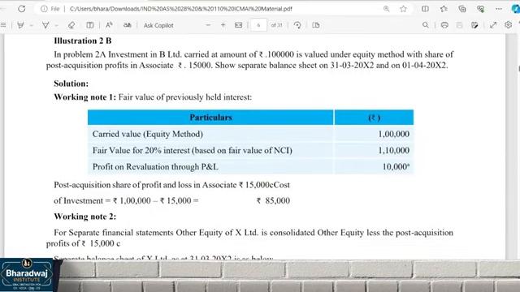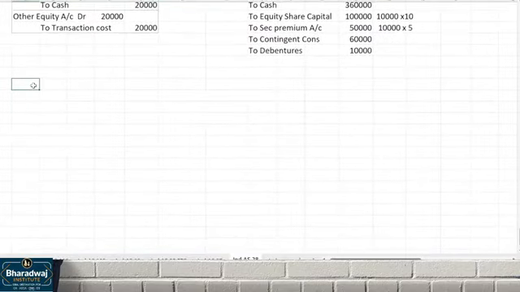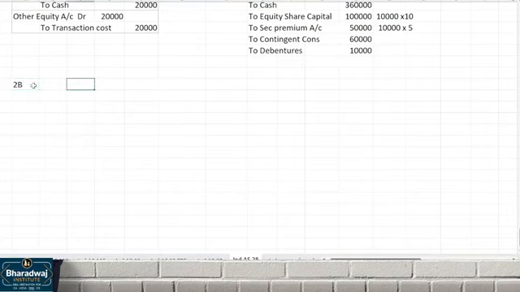In problem number 2A, investment of B Limited carried at how much? 1 lakh. Valued under which one? Equity method, with a share of post acquisition profit from associate how much? 15,000. Wait, this is for 2B. Just a small change.